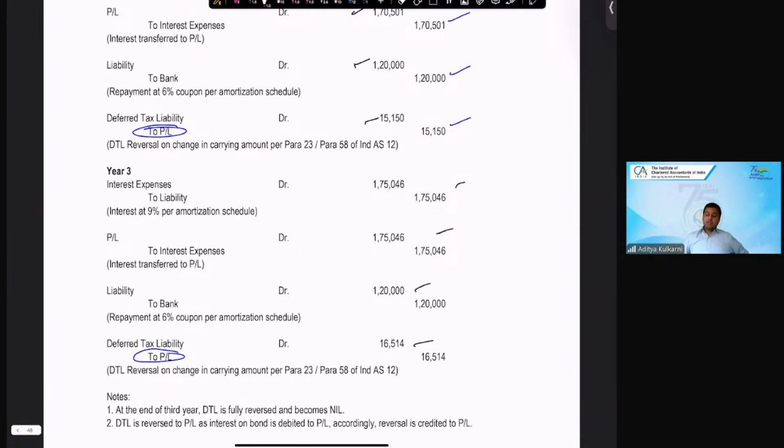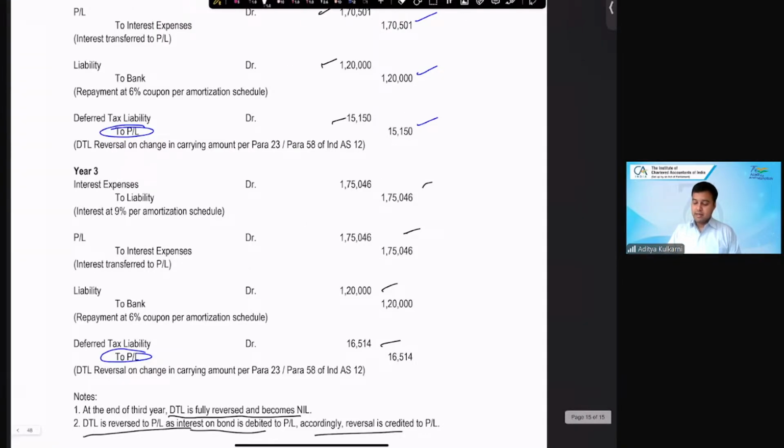Deferred tax will be closed at the end of the third year, because we have touched 20 lakhs in terms of tax base, and that is your carrying amount also. So therefore DTL should be 0. That is how it works. At the end of the third year, DTL is fully reversed and becomes nil. DTL is reversed to P&L as interest on the bond is debited to P&L. Accordingly, the reversal also gets credited to the P&L.